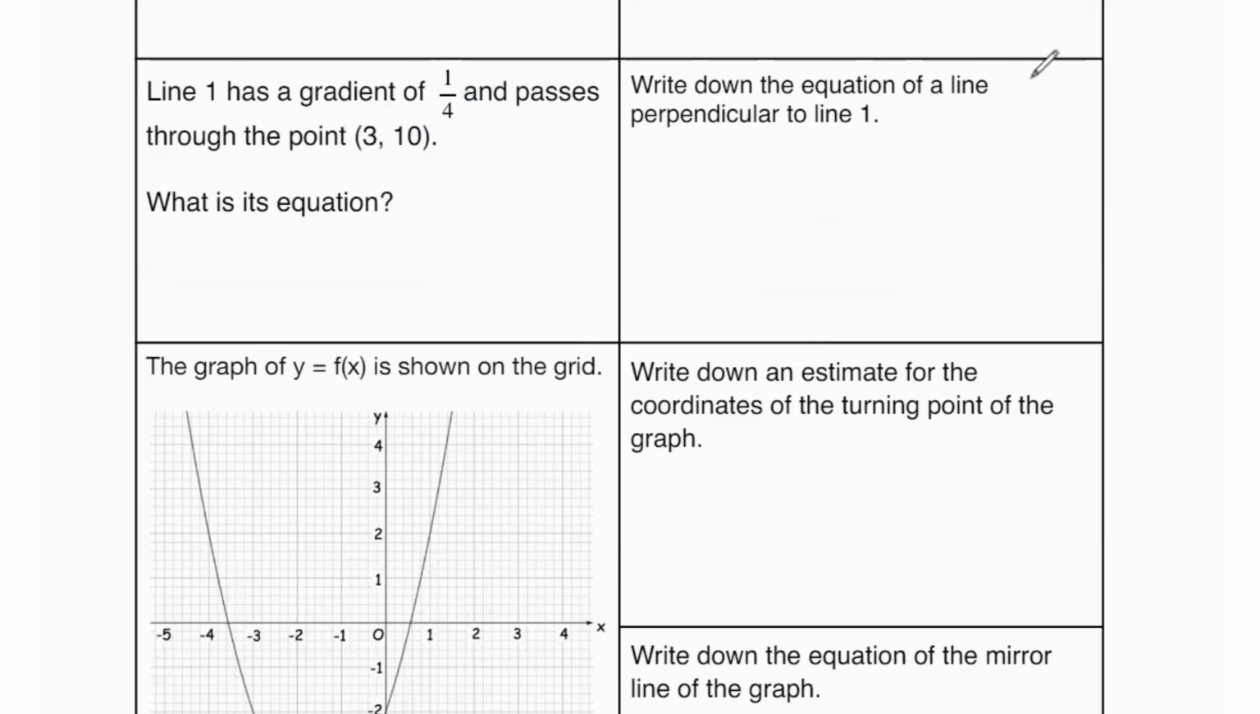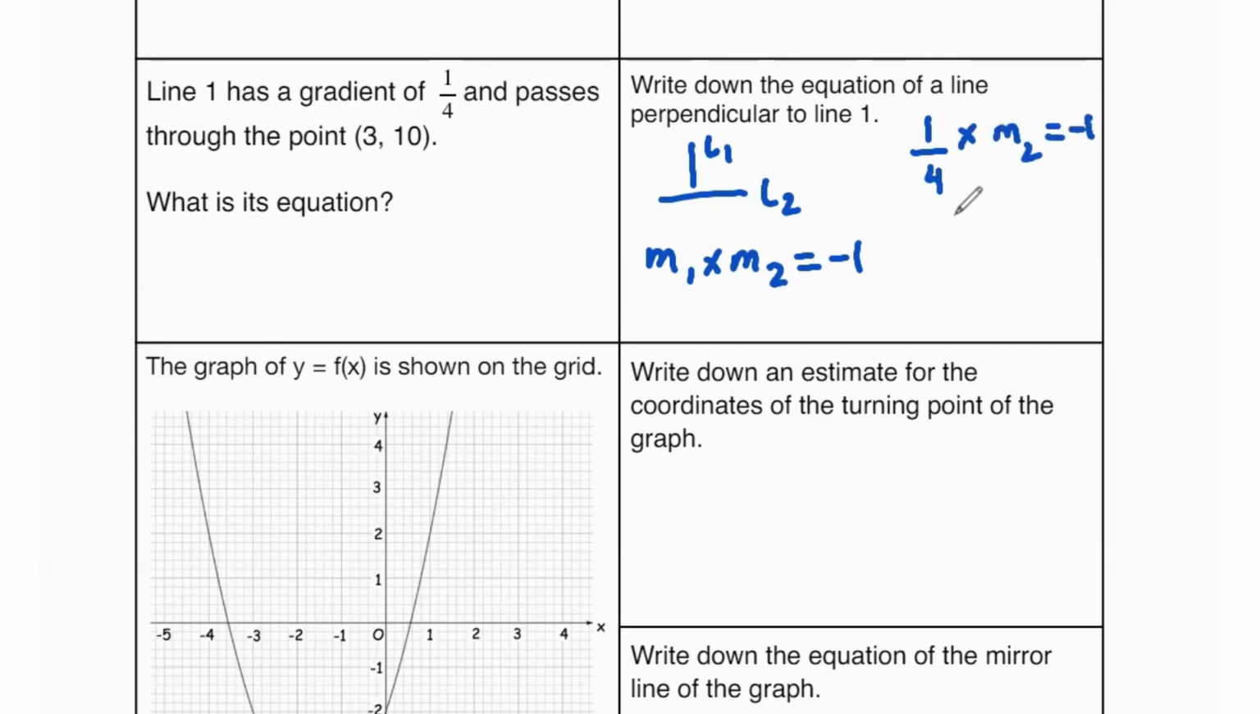Then it says write down the equation of a line perpendicular to line 1. So always remember, if two lines are perpendicular, L1, L2, the product of their gradients will equal -1. So we know that L1 is 1/4. So 1/4 times m2 equals -1. So m2 would be -4, because we cross multiply, and 4 times -1 is -4, and 1 times m2 is just m2.